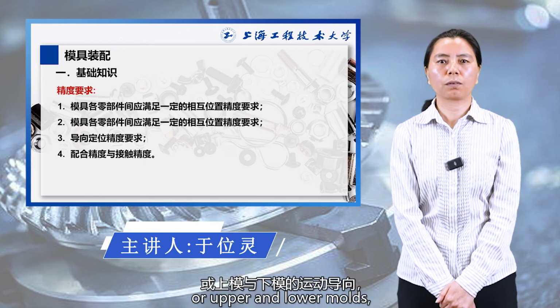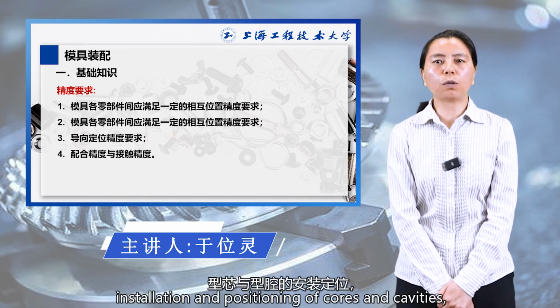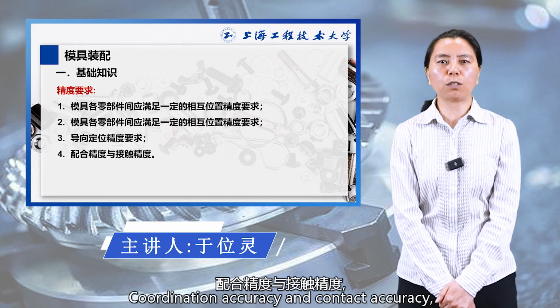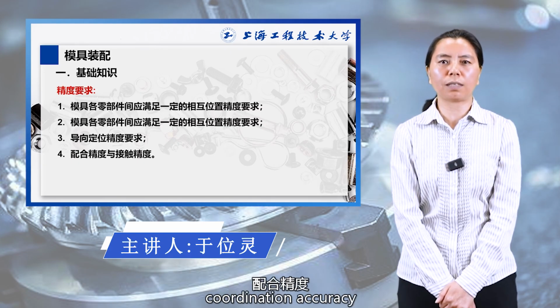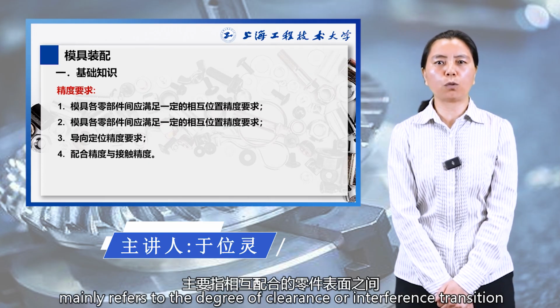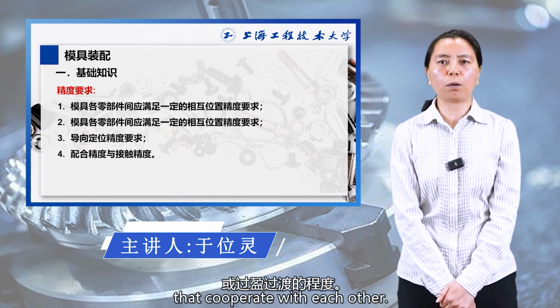Guidance and positioning accuracy requirements, such as motion guidance between moving and fixed molds, or upper and lower molds, installation and positioning of cores and cavities, and guidance and positioning accuracy of slider motion. Coordination accuracy and contact accuracy: coordination accuracy mainly refers to the degree of clearance or interference that should be achieved between the surfaces of the parts that cooperate with each other.